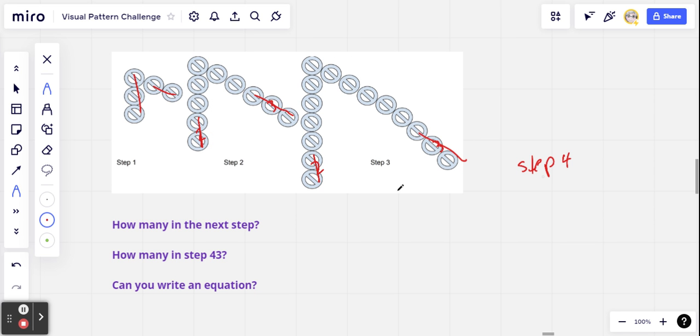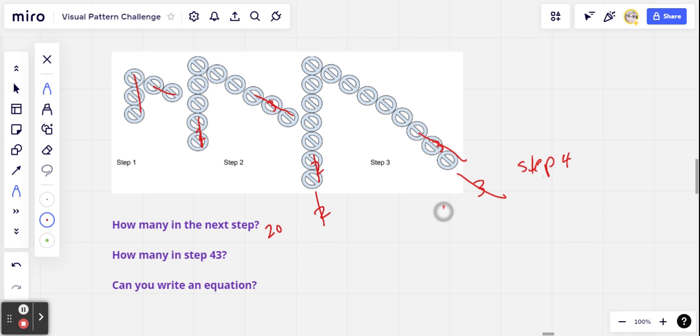again. So if I were to guess step 4, I'd say you'd add 2 more here, and you'd add 3 more here. So what would that be? 3, 6, 9, 12, 13, 14, 15, 16, 17, 18, 19, 20. So I'm going to predict 20 for step 4.